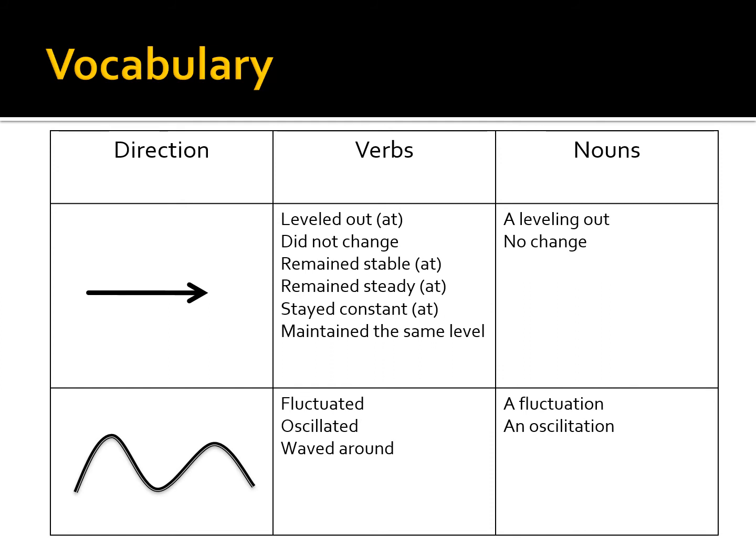What are the noun forms that we can use? A leveling out or no change. Let's move. If we are talking about a line that showed differences, that is, sometimes it rose, sometimes it declined, and it continued the same flow, it's called fluctuation. So what are the verbs we can use? We can say fluctuated, oscillated, waved around. Noun forms are a fluctuation or an oscillation. Let's move.